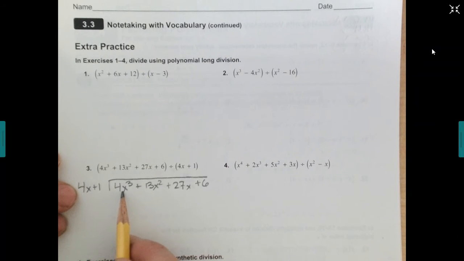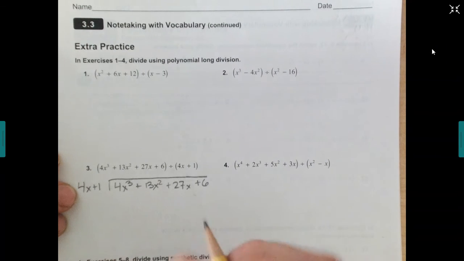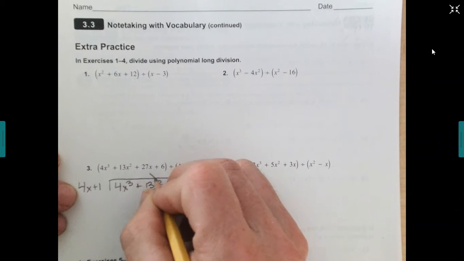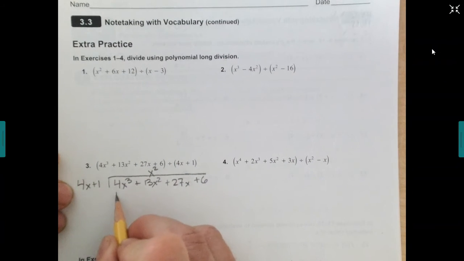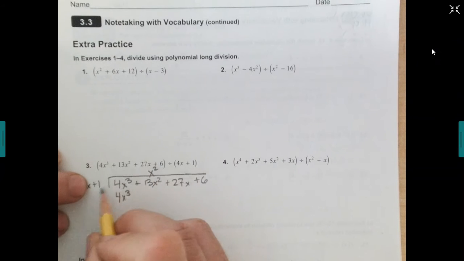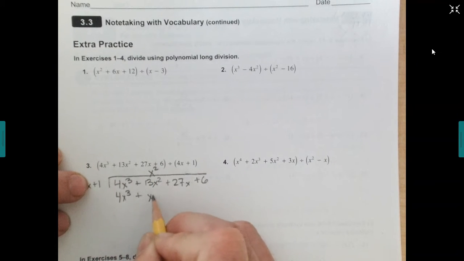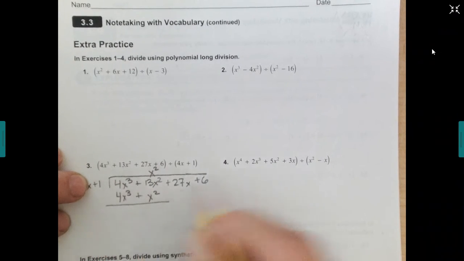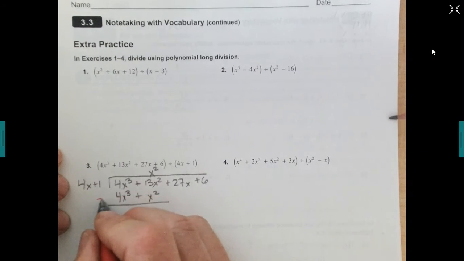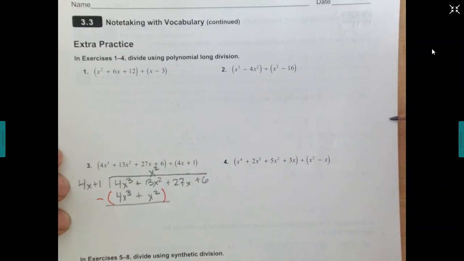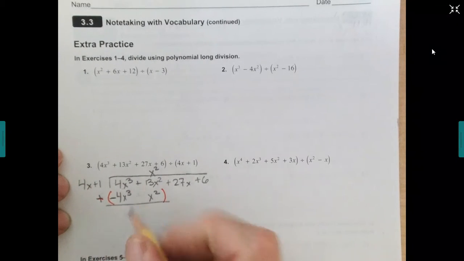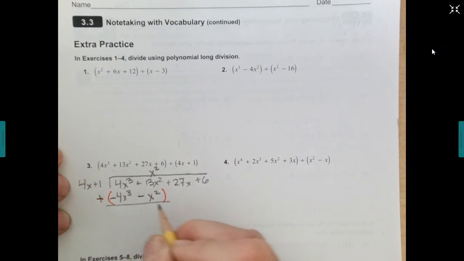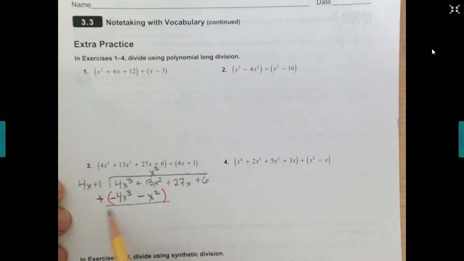So how many 4x's go into 4x to the third? 1x squared, right? X squared times 4x is 4x to the third. X squared times 1 is x squared. I subtract the whole thing, which means I add the opposite. So if you notice, I'm doing every one of these steps, and you have to show the work. You have to show doing every one of these steps.